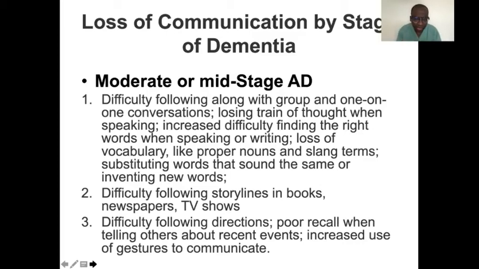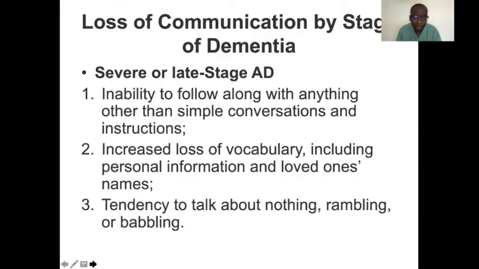And then following directions is another thing that we see at this mid stage, and they have difficulty following directions. They have poor recall for recent events, and then they start using more gestures to communicate. These are again reasons why it's very important to really support our Alzheimer's patients and also support our caregivers during this stage of the disease.